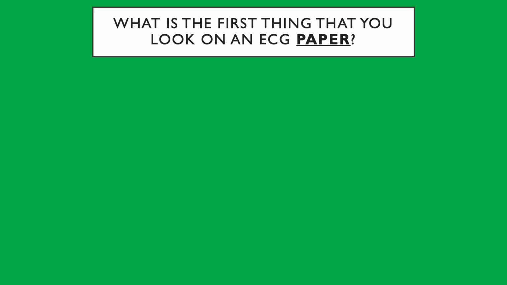Okay? So let's start by doing the first thing. What is the first thing that you look at on an ECG paper? Lead 1. What do you say? Lead 1. AVF. Frequency. P-wave.